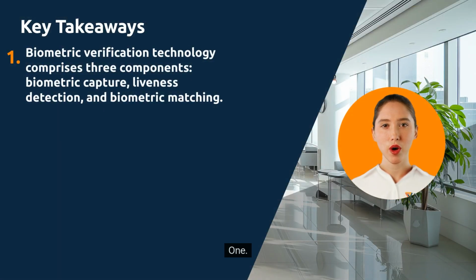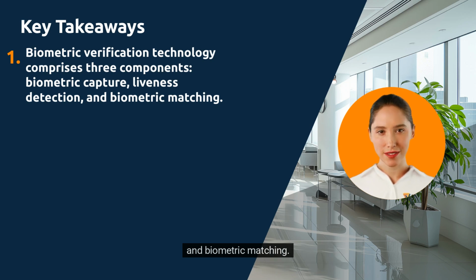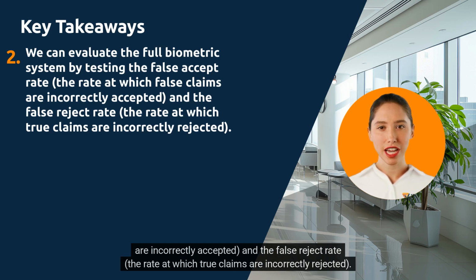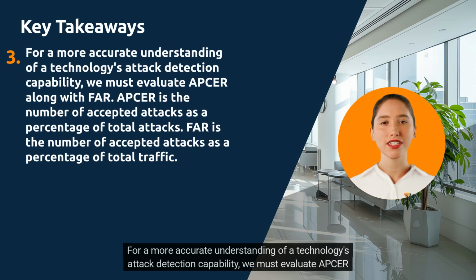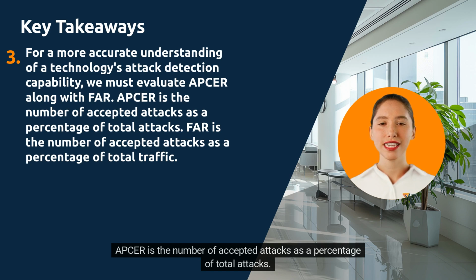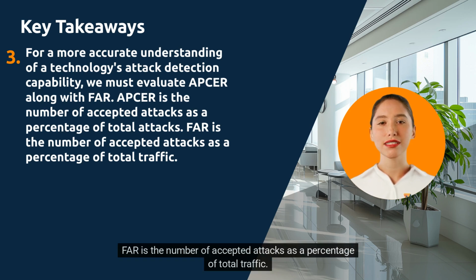Key takeaways. 1. Biometric verification technology comprises three components: biometric capture, liveness detection, and biometric matching. 2. We can evaluate the full biometric system by testing the false accept rate, the rate at which false claims are incorrectly accepted, and the false reject rate, the rate at which true claims are incorrectly rejected. 3. For a more accurate understanding of a technology's attack detection capability, we must evaluate APCER along with FAR. APCER is the number of accepted attacks as a percentage of total attacks. FAR is the number of accepted attacks as a percentage of total traffic.